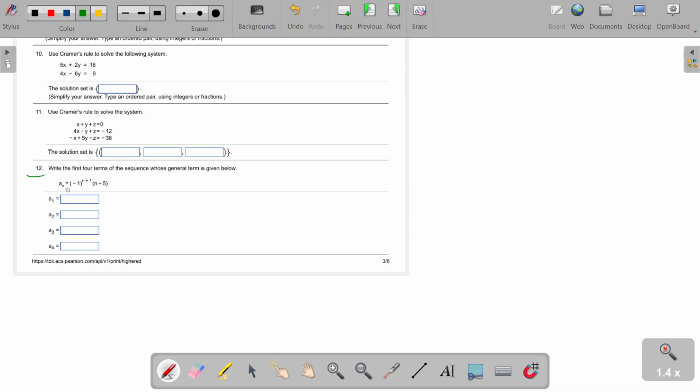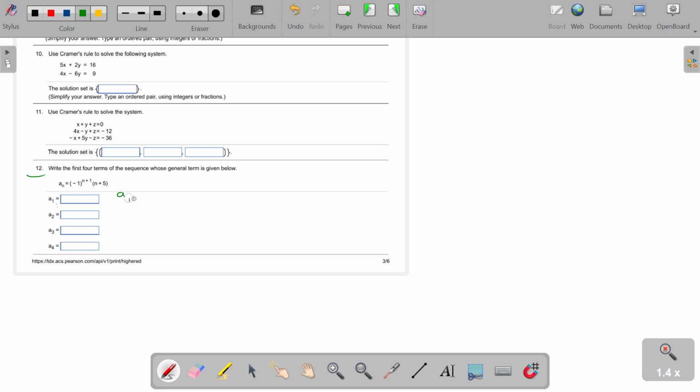The general term of the sequence is given here. And we're going to find A1, A2, A3, and A4. To find A1, all I need to do is replace n with 1 in the general term.